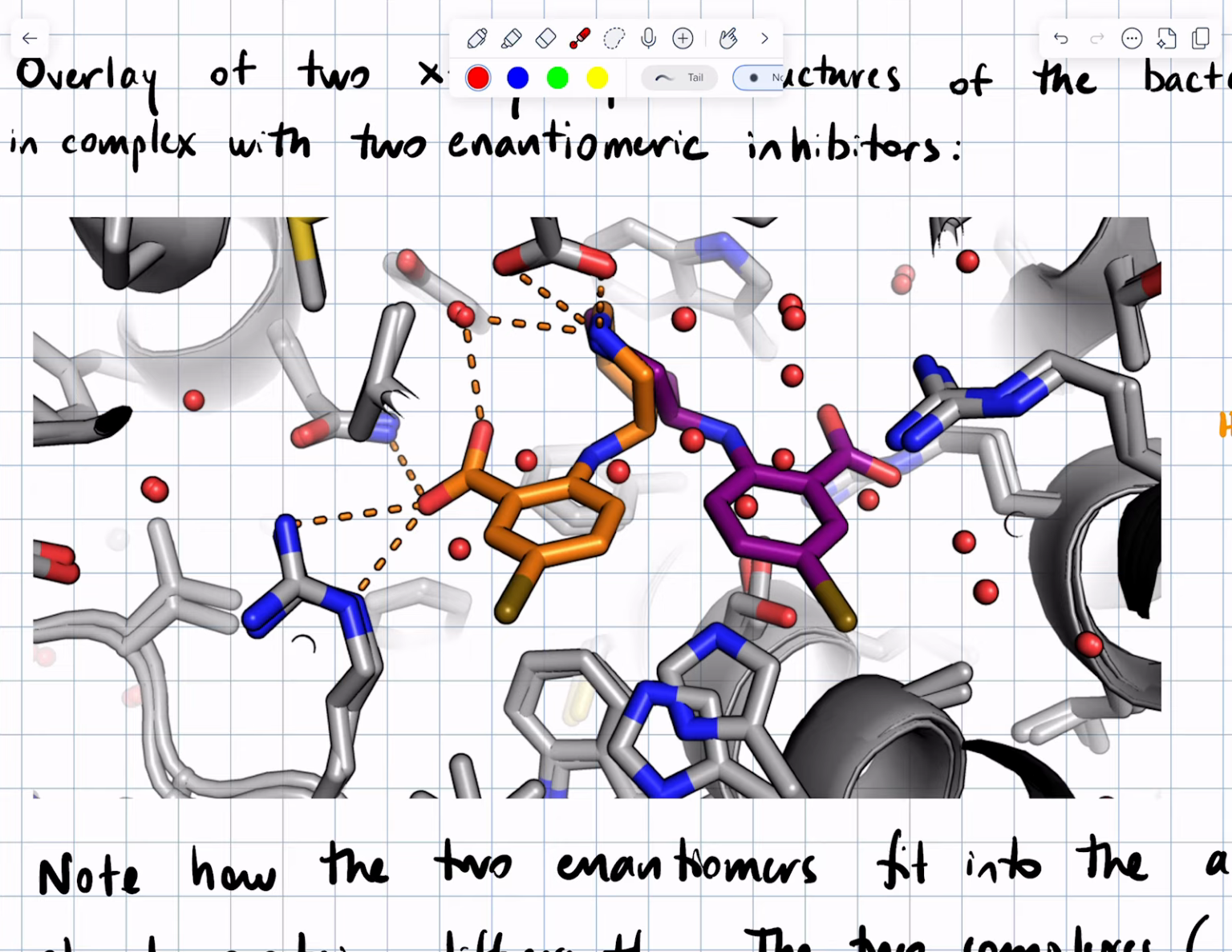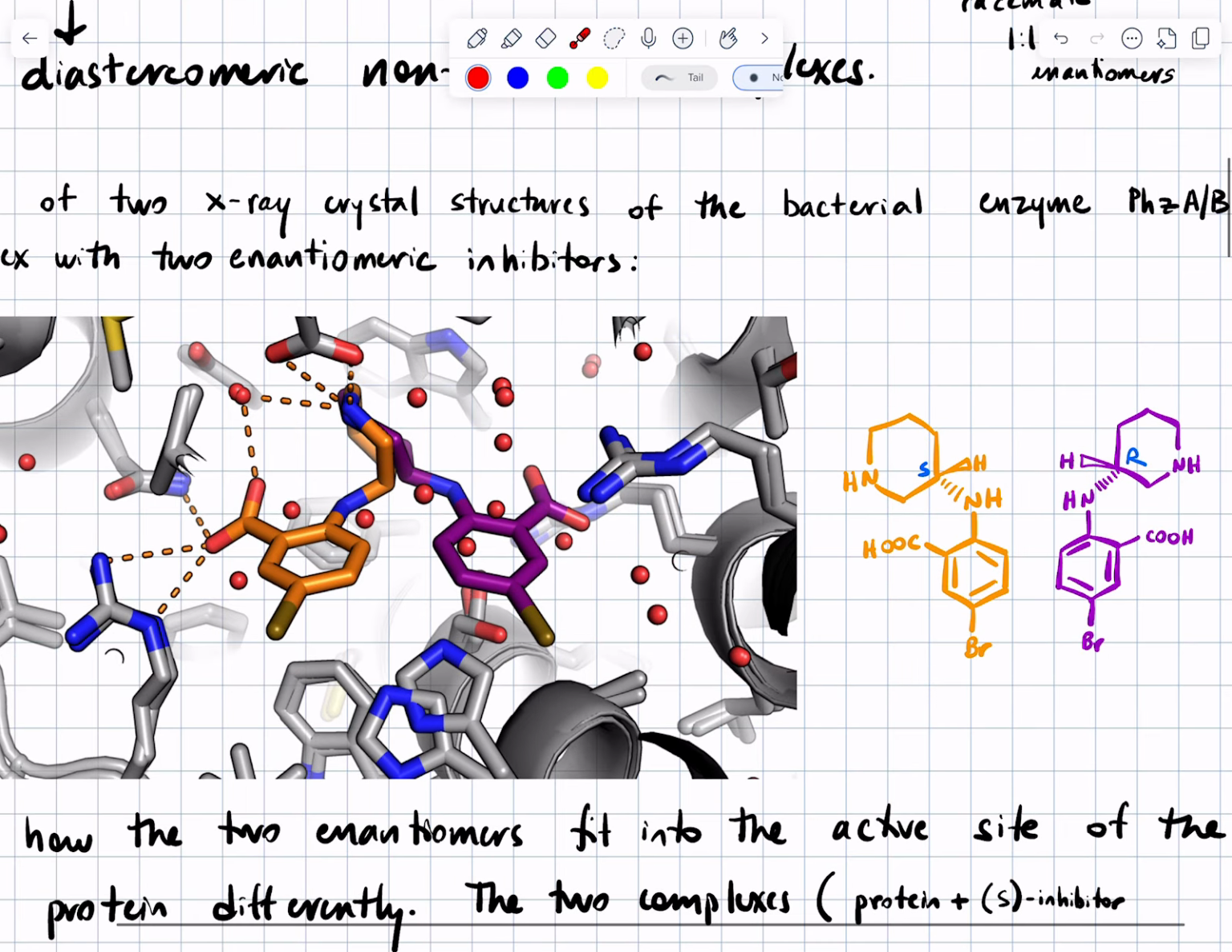Then we also show some of the atoms to give some idea of what they're doing in the protein. In this ribbon diagram, all of the carbon atoms in the protein are gray, and the connections between those atoms are shown as sticks. All of the nitrogen atoms are blue, all of the oxygen atoms are red. Let's see, there's a bromine atom that's kind of gold. The atoms in these small molecules are orange. The carbon atoms in the small molecules are orange for the S enantiomer and purple for the R enantiomer.